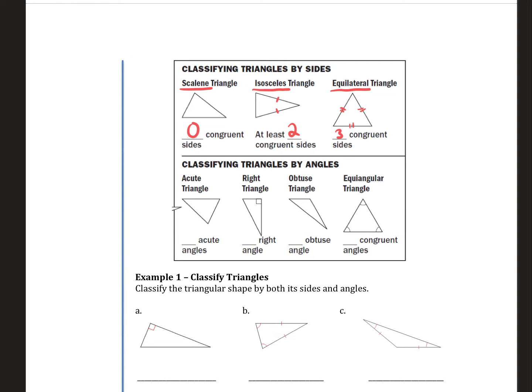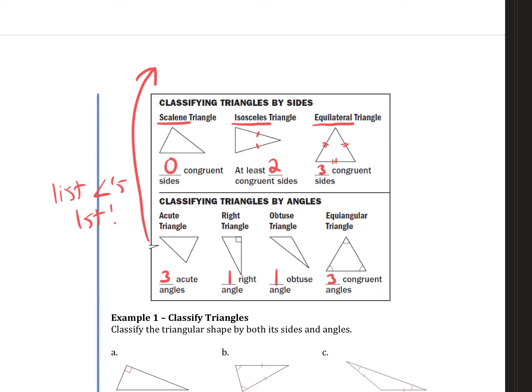An acute triangle has 3 acute angles. A right triangle has 1 right angle. And an obtuse triangle has 1 obtuse angle. And an equiangular, say equiangular, is going to have 3 congruent angles. One thing I want you to put on the side here is we're going to list angles first. So this should actually go up here when you're listing them, okay? We should actually list triangles by angles first. You should say something like acute scalene or acute isosceles, okay?